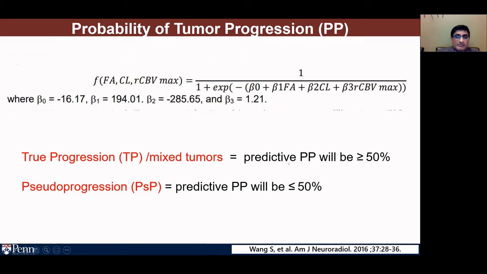When the predictive PP value was more than 50%, we considered those tumors as TP, or tumor progression. When this PP value was less than or equal to 50%, then we considered those as PSP, or pseudoprogression. So our aim in this particular study was to use those PP values to categorize each lesion at each follow-up time point, to see whether that particular lesion is TP or PSP.